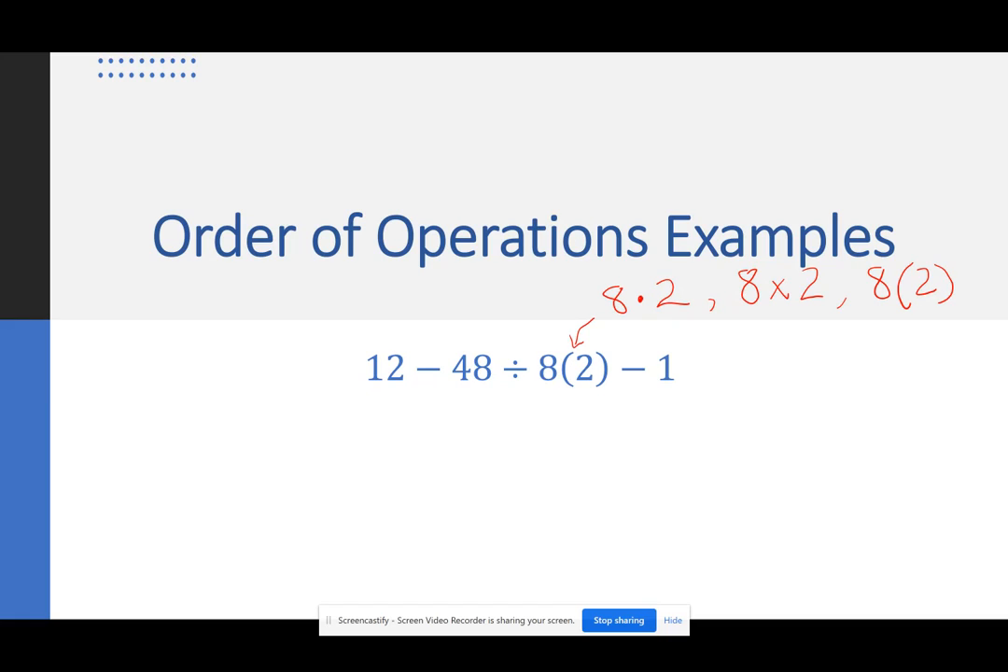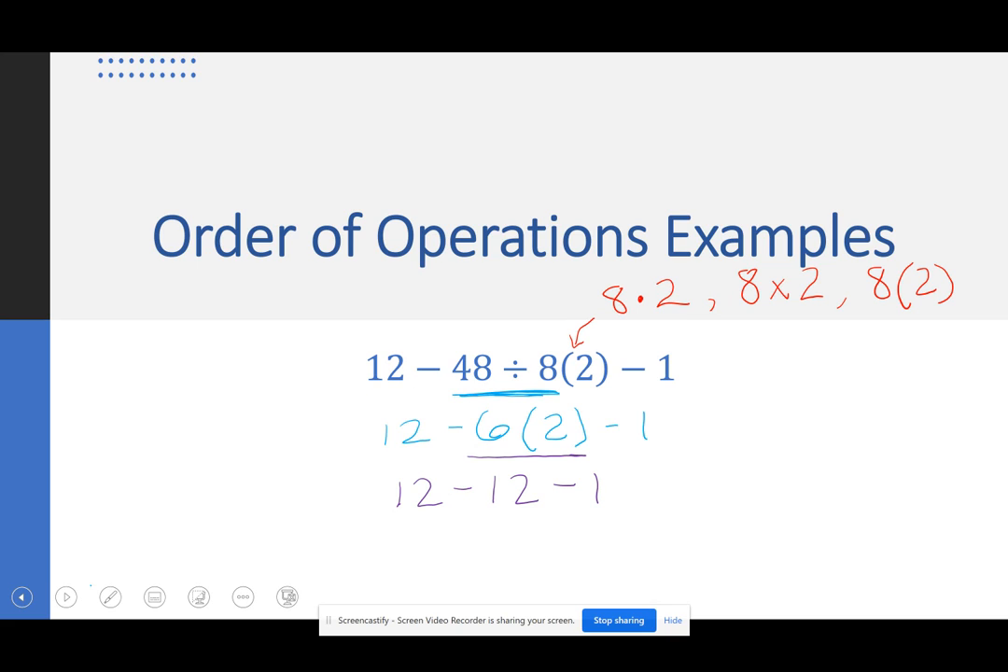So I don't see any exponents either, so we're going to start with the multiplication and division from left to right. The first one I see is this 48 divided by 8. So we have 12 minus 48 divided by 8 is 6, and copy everything else down. Next, we still have some multiplication. So we're going to do this negative 6 times 2. We get 12 minus 12 minus 1.